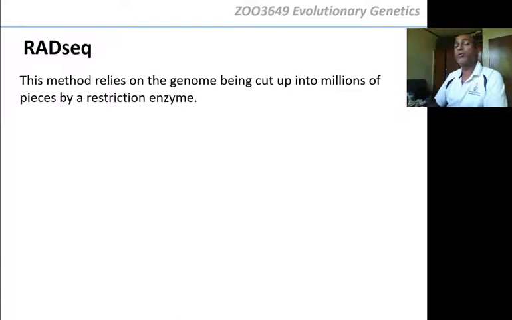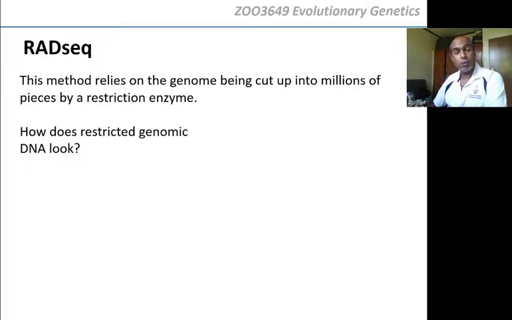So what do we do first? We cut the genome with restriction enzymes, okay? And a restriction enzyme will cut it into millions of little pieces. How do you visualize restricted DNA? Now you have a tube with DNA. You add a restriction enzyme to it. How do you know that the enzyme has restricted the DNA?